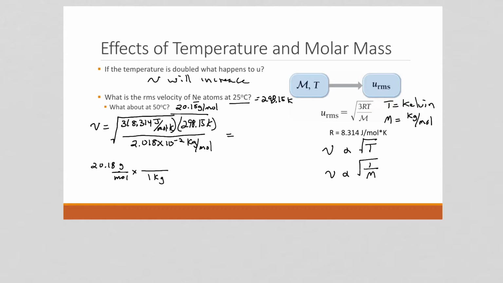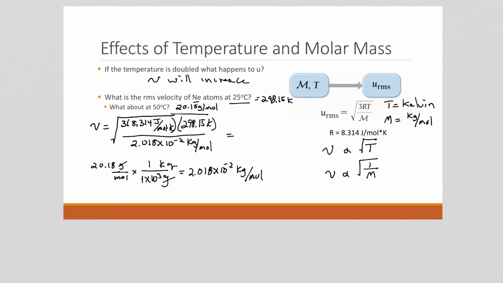1 kilogram equals... oops, sorry. I erased it, wrote that wrong. Kilograms here. So 1 kilogram is 1 times 10 to the third grams. So this is where we get 2.018 times 10 to the minus second kilograms per mole. Grams cancel.